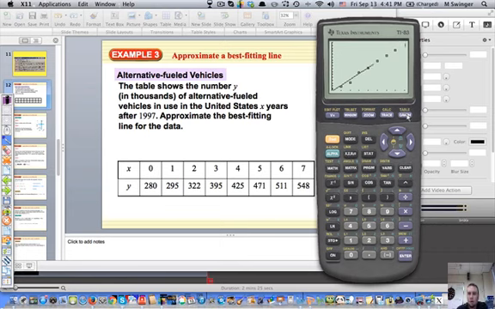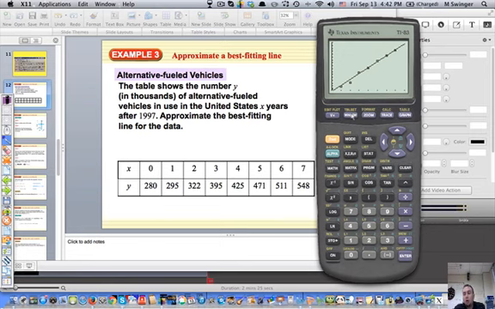Let's see. Oh, look at that. That's beautiful, isn't it? Look at that line. Right through the middle, hitting as many points as we can. Everything's really close to the line. This is our best fit line. Okay? Alright, now, we graphed it, and we got the equation of it.